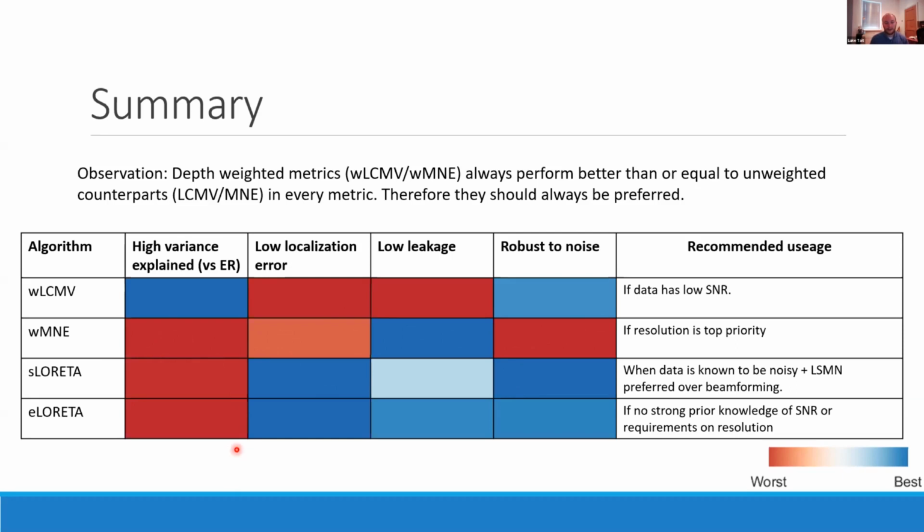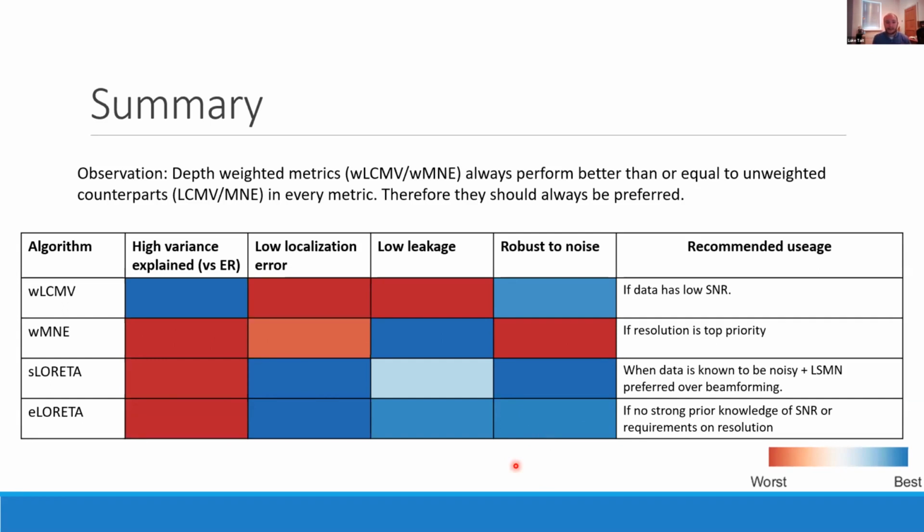And finally, if you don't think the data is particularly noisy, if you think it's just fairly standard resting state data, and you don't have particularly strong requirements to minimize leakage as much as possible, I would say of the group, eLORETA performed generally the best across the board. It was very rarely the best, but it performed reasonably well in most metrics. So I think eLORETA is a strong choice here.